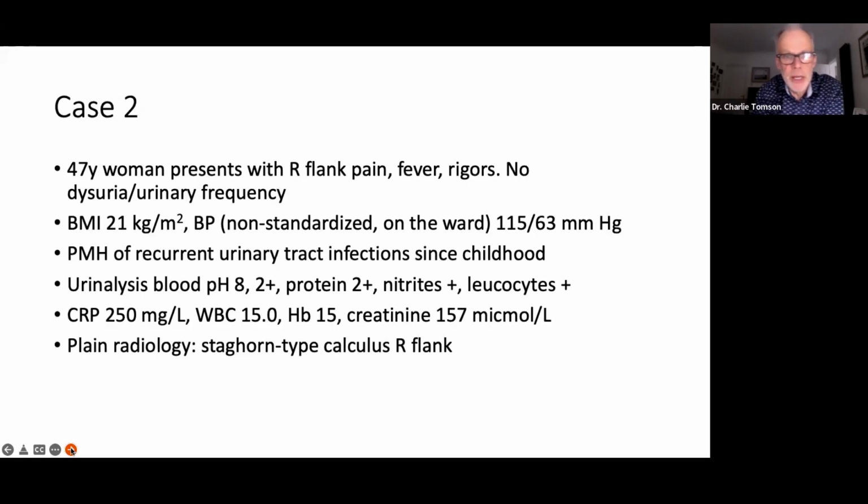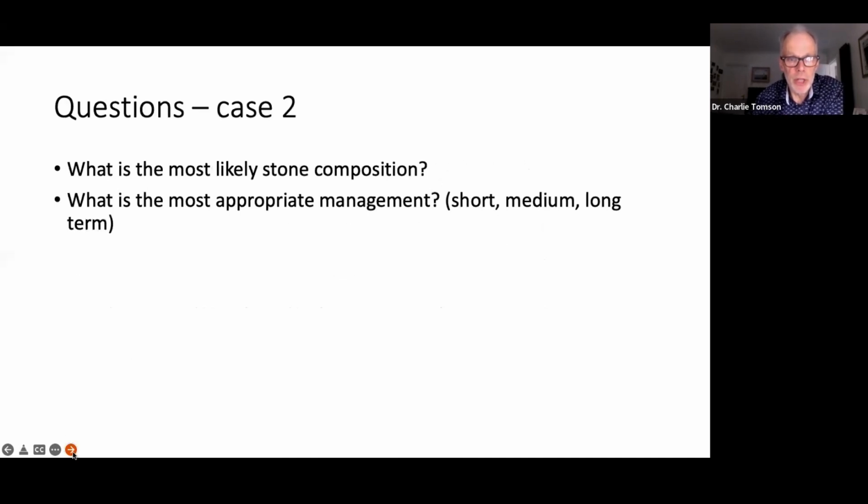Let's move on, if I may, to case 2. So this is a 47-year-old woman presenting with right flank pain, fever, rigors. She has no dysuria or urinary frequency. She's thin. She has normal blood pressure. She has a history of recurrent urinary tract infection since childhood, and she has alkaline urine with protein, nitrites and leukocytes on dipstick urinalysis, a raised C-reactive protein and white cell count, and a raised serum creatinine. And plain radiology shows a staghorn type calculus in the right flank. What's the most likely stone composition here, and what's the most appropriate management?